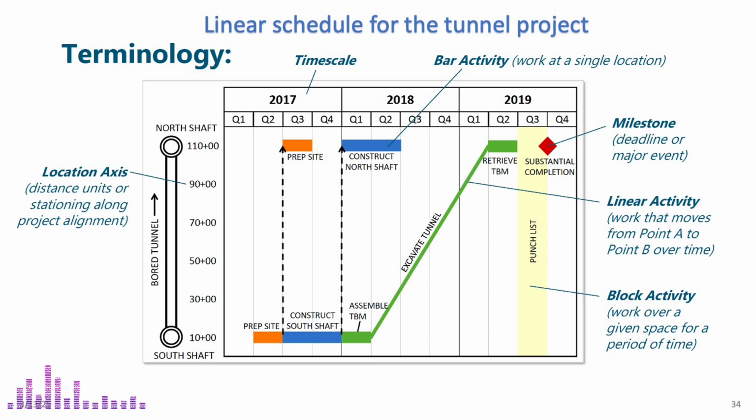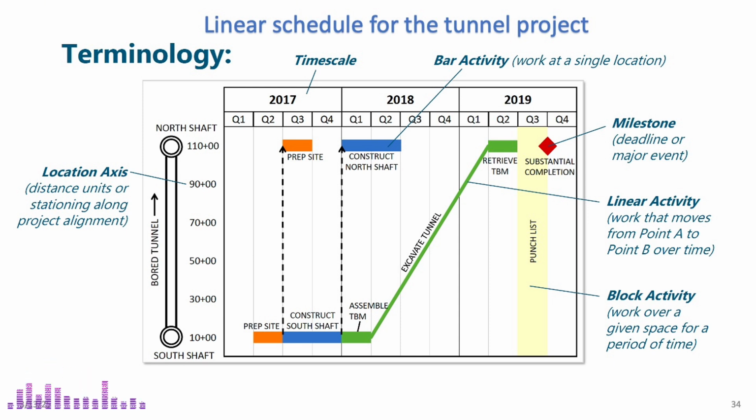Next, we have the tunnel excavation activity, which is a linear activity. It progresses continuously from the south shaft to the north shaft. Looking at the timeline, this activity spans from the first quarter of 2018 to the first quarter of 2019. The only block activity in this project is the punch list, which takes 1 quarter to complete. It is represented as a rectangle because the final corrections in the punch list happen across the entire project area, from the south shaft to the north shaft.